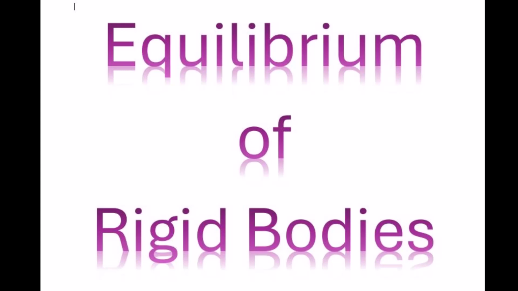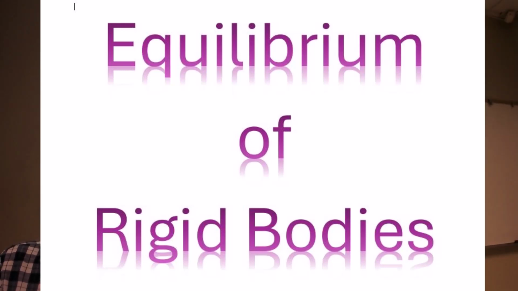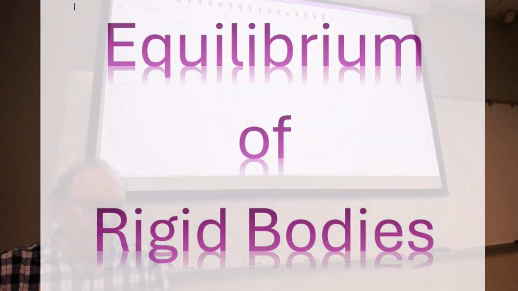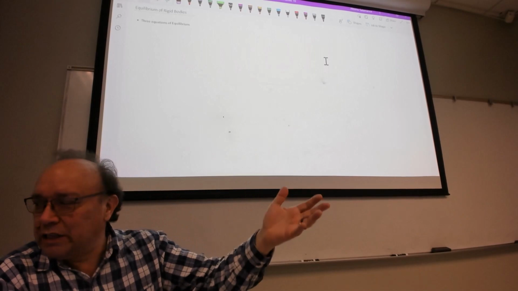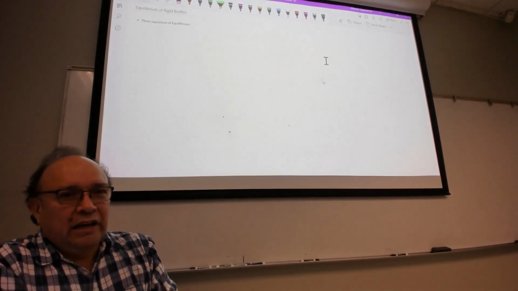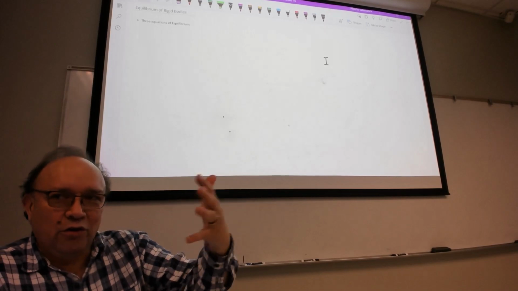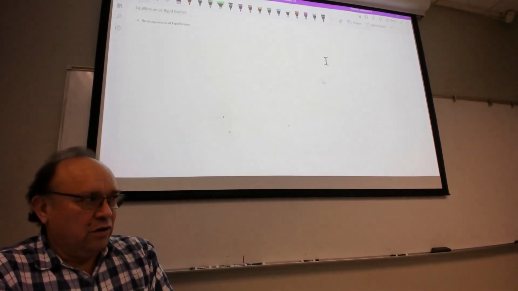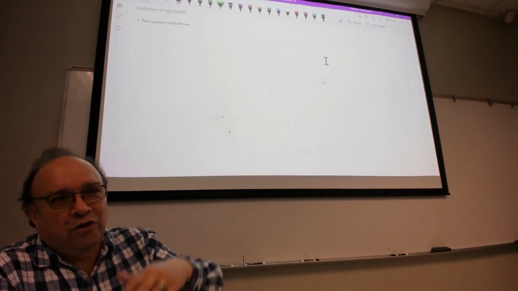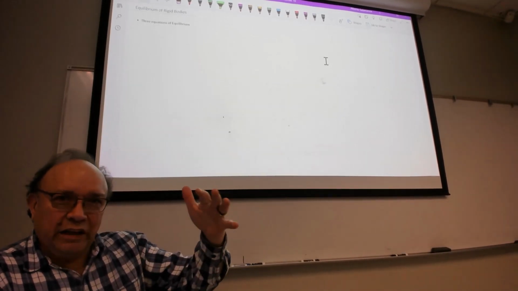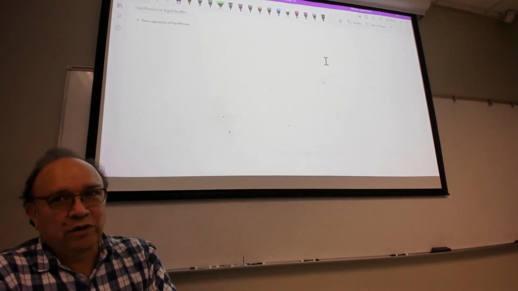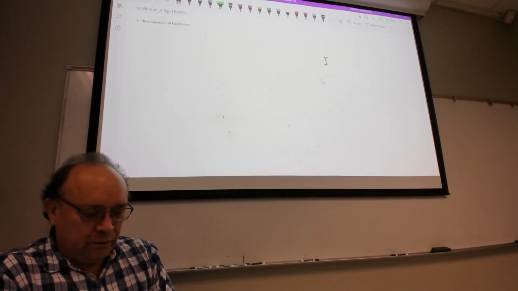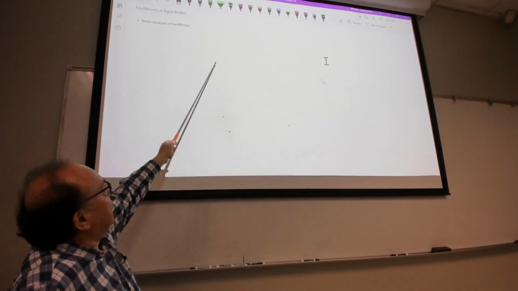Okay, so let's continue. We are working on equilibrium of rigid bodies. I'm preparing all that we have been doing: learning how to calculate the moment, learning how to replace distributed loads by concentrated loads. And also what we did for equilibrium of particles is going to be tools that help us analyze equilibrium of rigid bodies. That's what we are doing now.